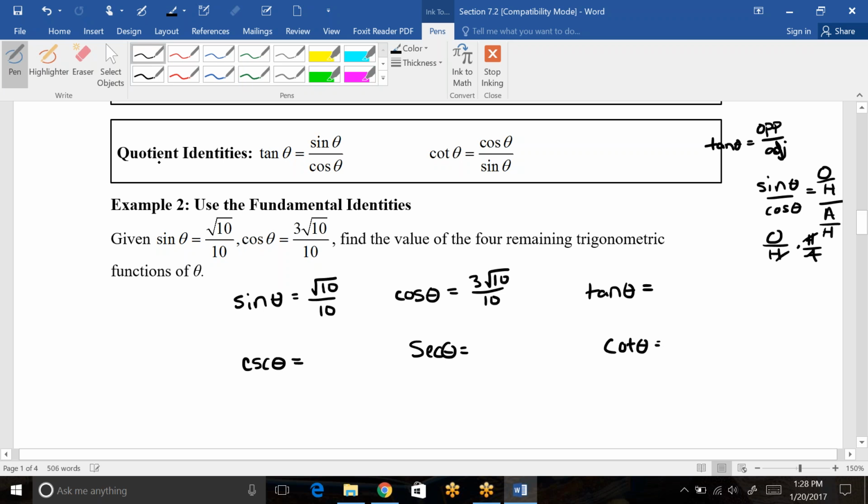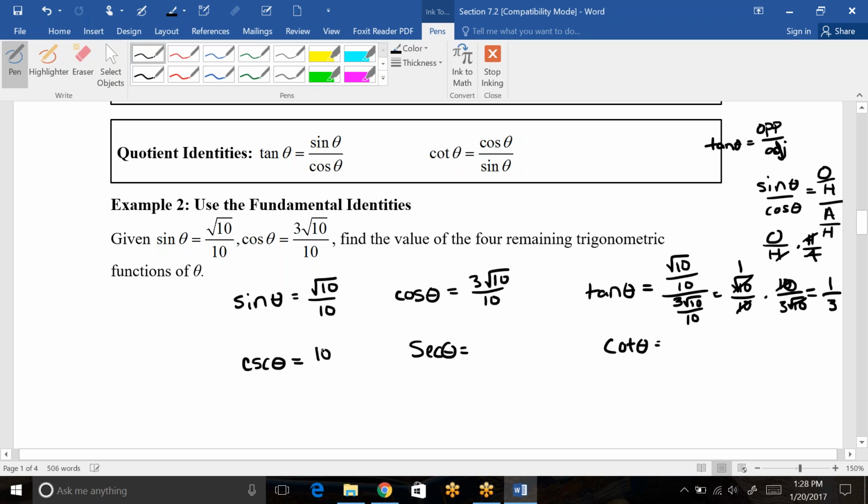Using this quotient identity right here, I can find tangent by putting sine over cosine. So square root of 10 over 10 divided by 3 square root of 10 over 10. Anytime you have a fraction over a fraction, you really multiply by the reciprocal of the bottom. And that would be 10 over 3 square root of 10. The 10s cancel out, the square root of 10s cancel out, and you notice you have a bottom number of 3. So this is a top number of 1 left over 3, so it's actually 1/3.